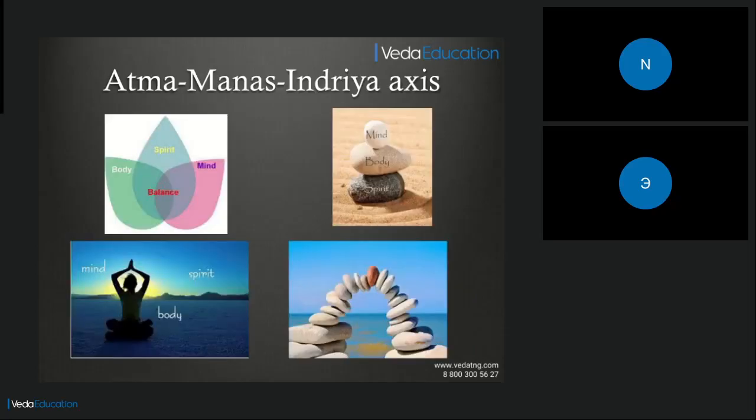Another 3 important things in the Samprapti and therapy is the Atma Manas Indriya axis. Just like conventional bioscience speaks about the HPA, the hypothalamus, pituitary, adrenal axis, Ayurveda has the AMI axis, the Atma Manas Indriya axis. Just like in modern bioscience we have HPA, Ayurveda also has a similar axis called the Atma Manas Indriya axis.